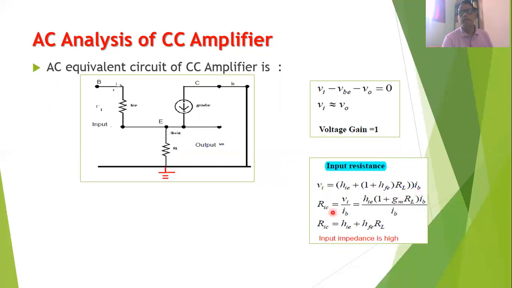We can define the input resistance as the resistance present between the input terminals, and it can be written as input voltage divided by input current, that is VI divided by IB. So when I take IB to this side, I get the expression HI plus, in brackets, 1 plus GM into RL, or HI plus HFE into RL. This is the expression for the input resistance of the common collector amplifier.